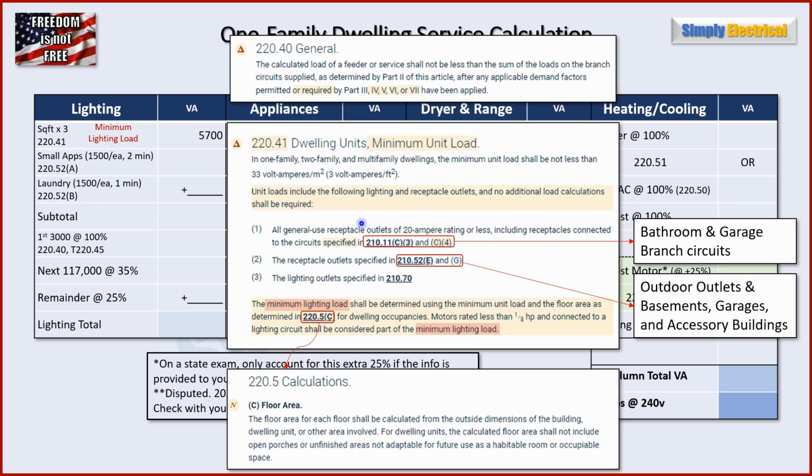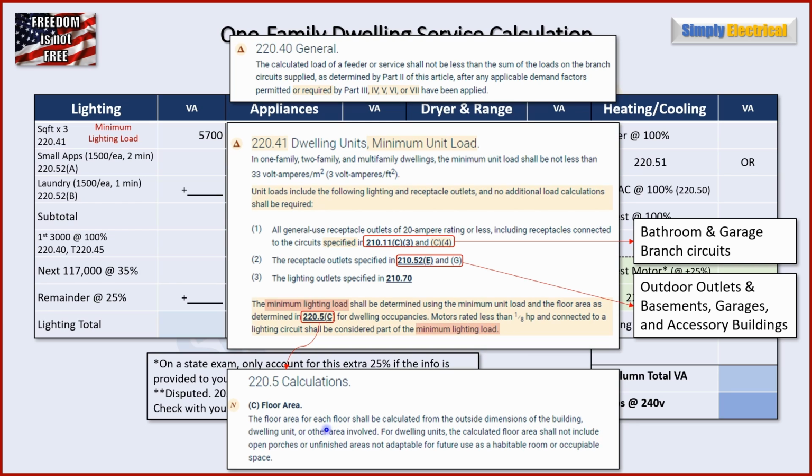And we're going to try to find out how to arrive at this minimum unit load combined. So let's look at the next paragraph here. The minimum lighting load shall be determined using the minimum unit load and the floor area as determined in 220.5(C) for dwelling occupancies. Okay, we'll stop there for a sec. 220.5(C), floor area. So this is going to tell us how we are to calculate the floor area of a dwelling.